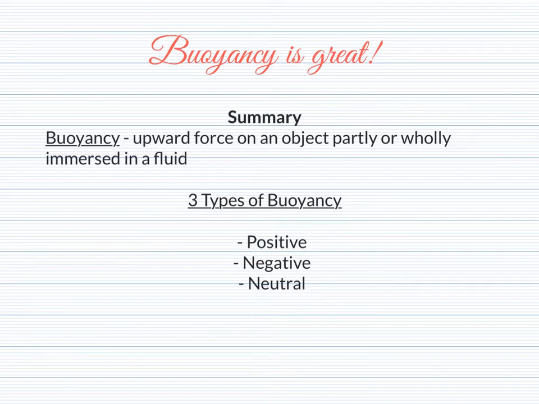Alright guys, let's summarize what we just learned tonight. Buoyancy, upward force on an object that's partly or wholly immersed in a fluid. And remember, that is both a liquid or a gas. And we learned about 3 types of buoyancy: positive, negative, and neutral buoyancy. Positive buoyancy causes those objects to float. Negative buoyancy means that the object's going to sink. And neutral buoyancy is when that object is going to suspend.